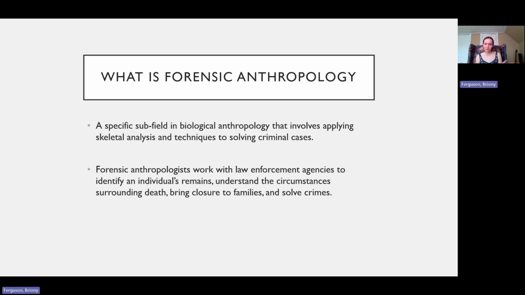What even is forensic anthropology? It's really just a very specific subfield of biological anthropology, but what makes it different is that you are applying skeletal analysis and techniques in the effort to solve criminal cases. Criminal cases is a little bit of a misnomer. Sometimes this will take the form of criminal cases. More often than not, though, it's going to take the form of just modern human remain cases.